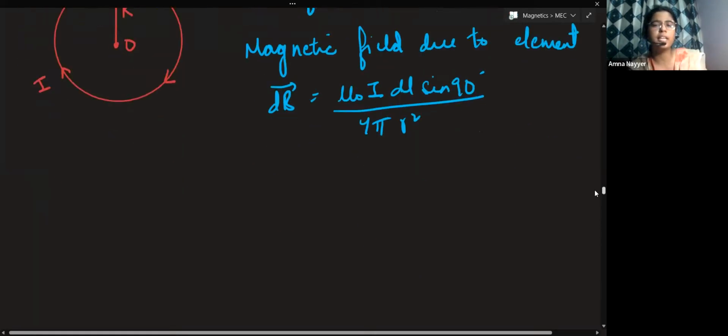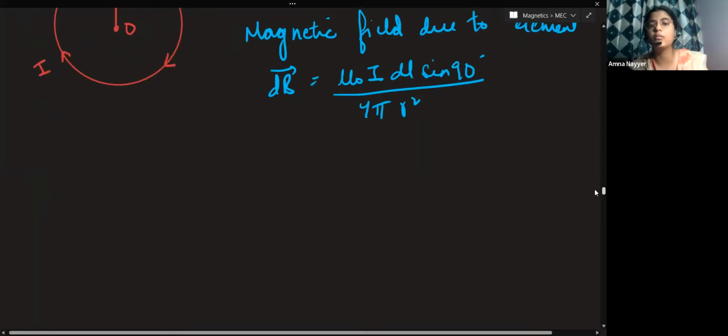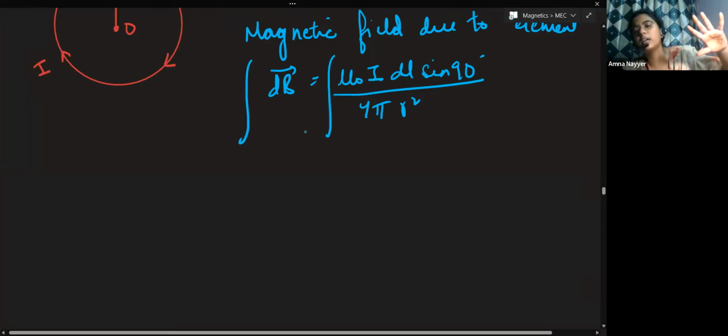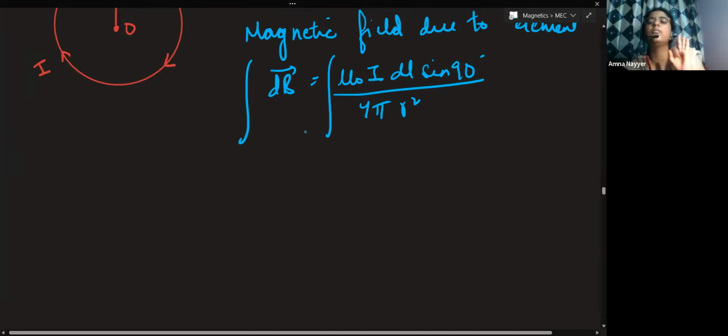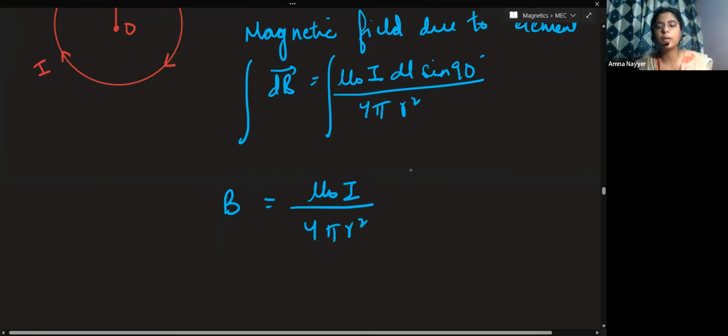Now, since we have taken a very small segment, we have to find it on the whole length, so let's integrate it. When you have a smaller segment and want to find the bigger one, you add all those small segments, dl plus dl plus dl, and that will give you the complete length. So integration of dB gives you B. Mu naught I by 4 pi r square is there, and integration of dl is there.